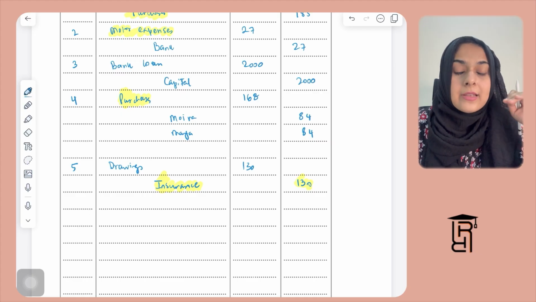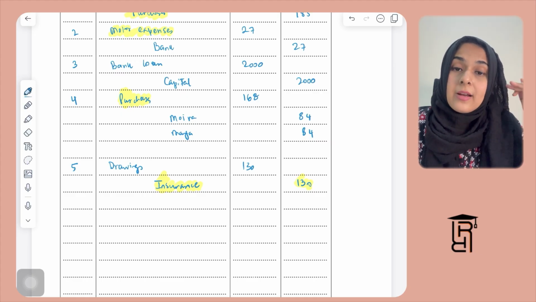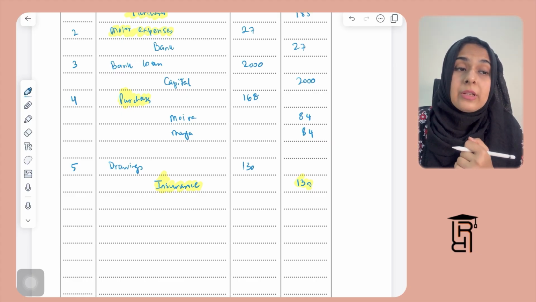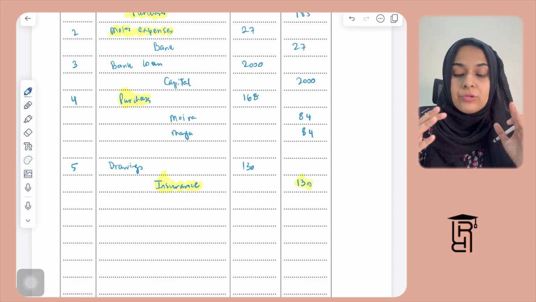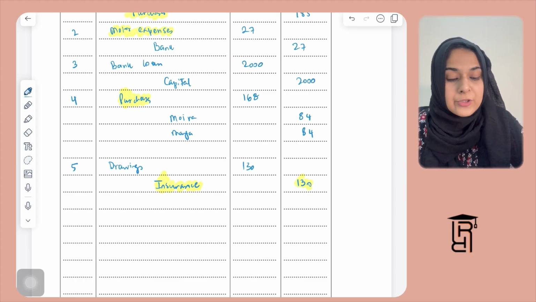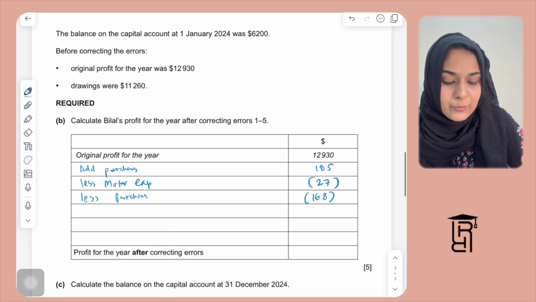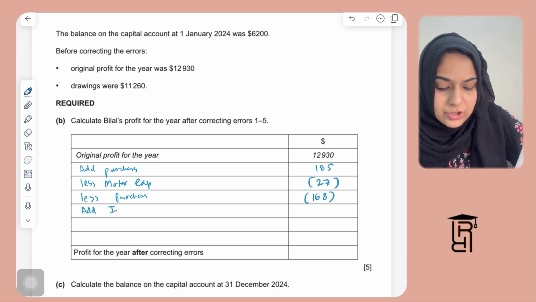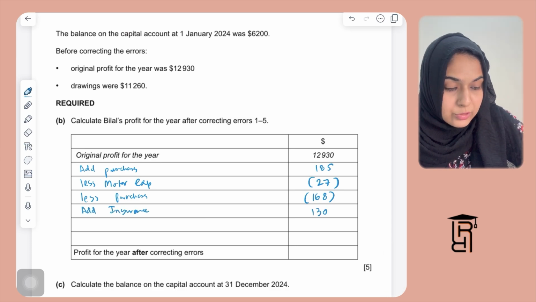Expenses are subtracted after the gross profit, right? So if you are reducing an expense, that means you are decreasing expenses, so your profit should increase. So I'm going to add insurance here. I'm going to write here add insurance, and this is supposed to be 130.